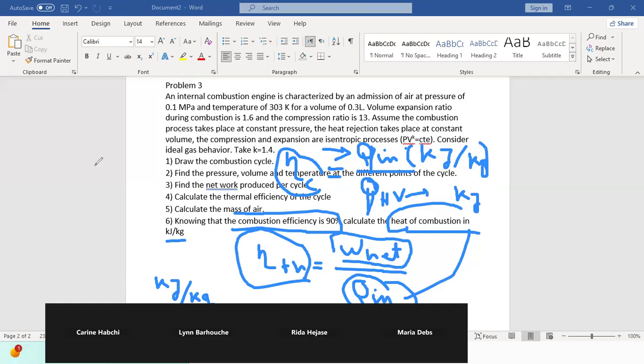So please try to do this problem for next time, and we will correct it together in detail next time. Any question before we stop?